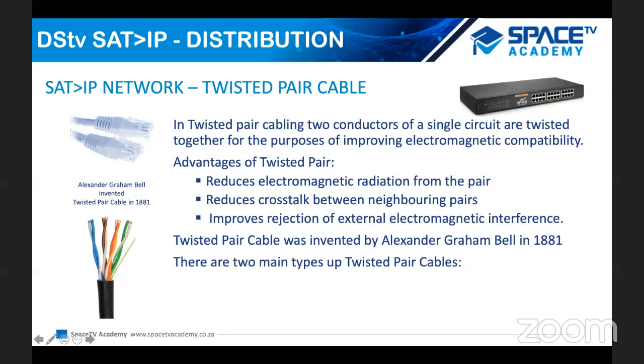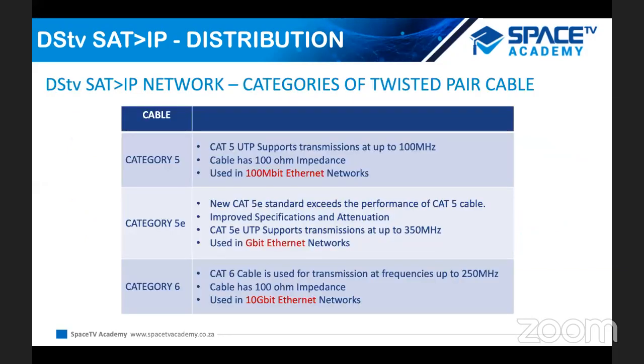And that's why it's important when you set these things up that it's done in a proper way. There are two main types of twisted pair cables: UTP, the unshielded twisted pair, and STP, the shielded twisted pair cables. And there are various category cables. We talk about Cat 5, Cat 6, all the different types of cables. And this is just a quick summary of why we say Cat 5e or Cat 6 at least.